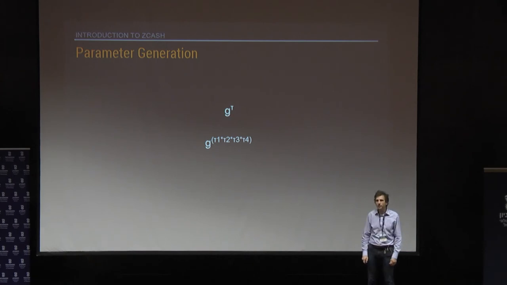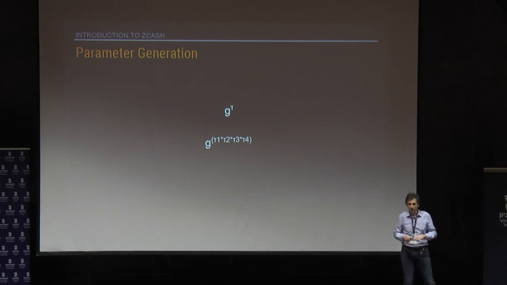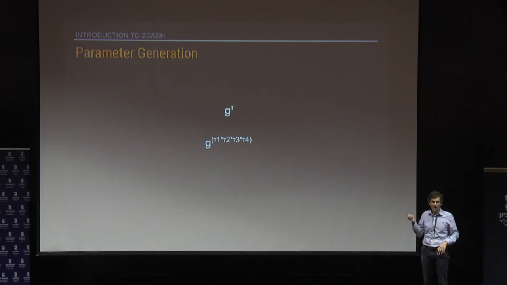So in order to go ahead and deploy this, there's a pretty simple thing you could do, which is ask somebody to generate g to the tau for you, ask them to forget tau, and then everyone could use that for your cryptocurrency. But if they didn't forget tau, like if someone else hacked into them and stole a copy of tau while they were doing it, that person can forge money.